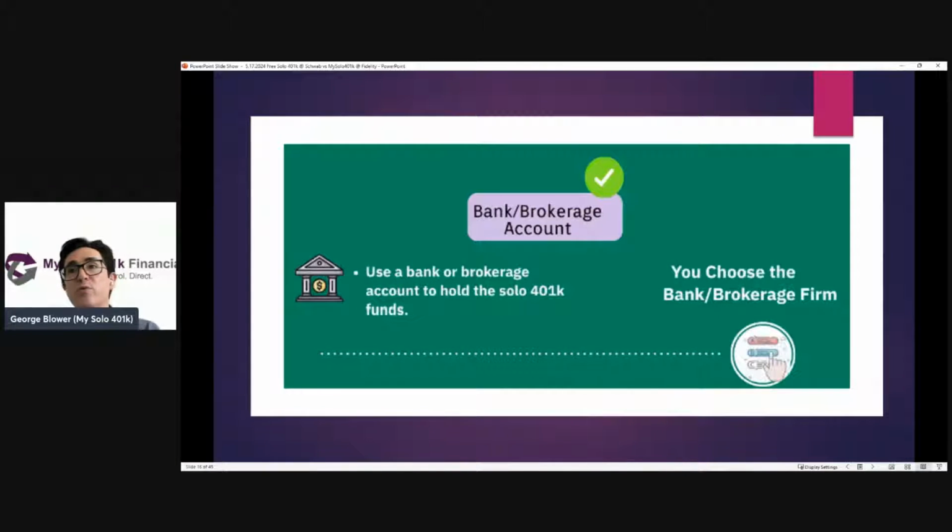So with our plan, we're neutral as far as where the accounts are at. At the same time, we're very hands-on in helping clients open up accounts at the bank or brokerage of choice. We've helped our clients open up accounts at hundreds of different banks, many different brokerages, for example, Fidelity and Schwab, just to name a couple, where we pre-fill the paperwork that they require to open up the free accounts.